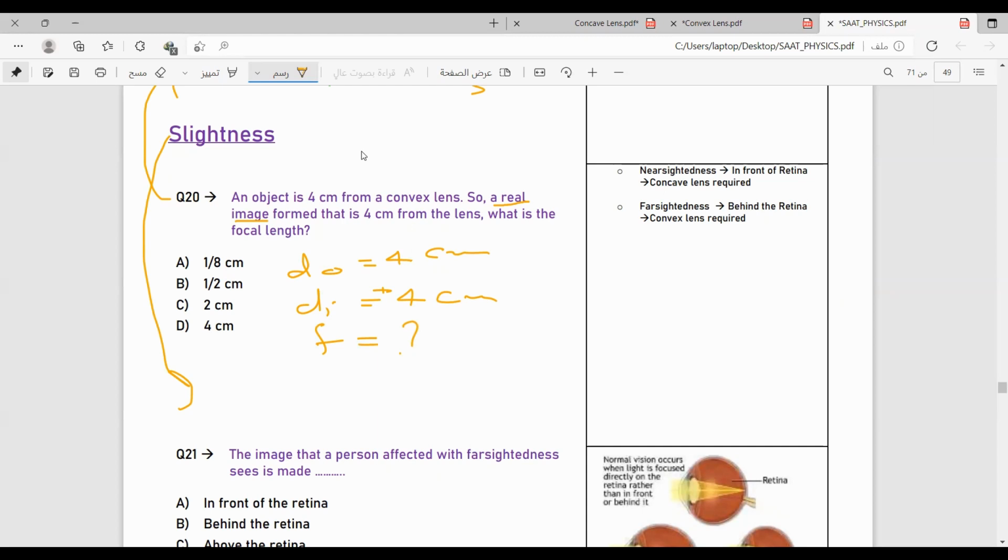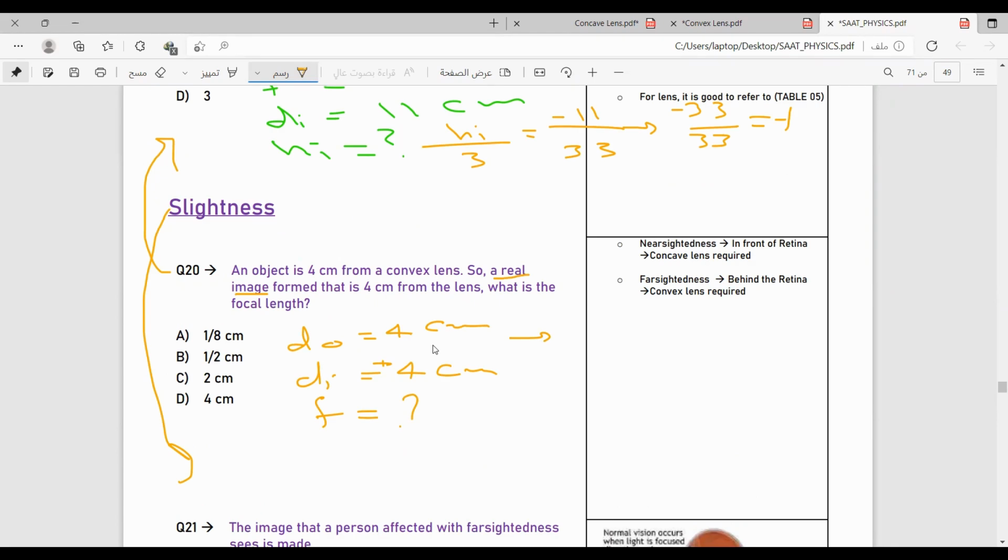What's the solution, guys? It is C. Yes, you're right. Because, as we know, 1 over F equals 1 over DI plus 1 over DO. So it will be 1 over 4 plus 1 over 4, which is 2 over 4, equal to 1 over f. So it is a half. Then if you swap, f will be 2. So it is C. Yes, right.